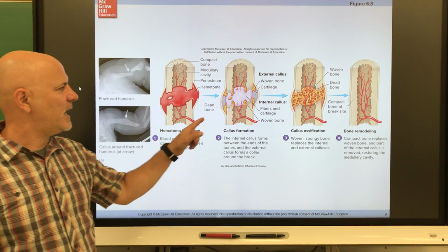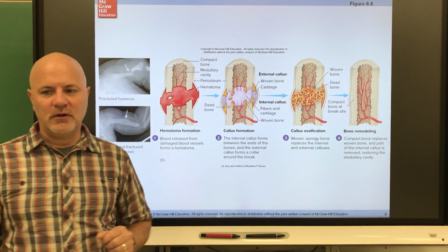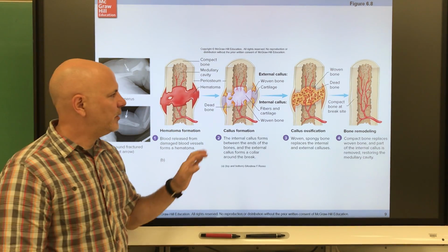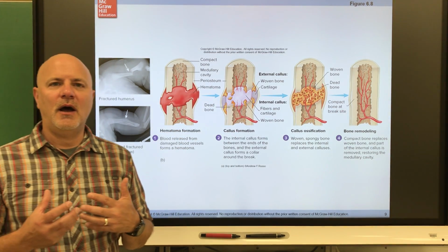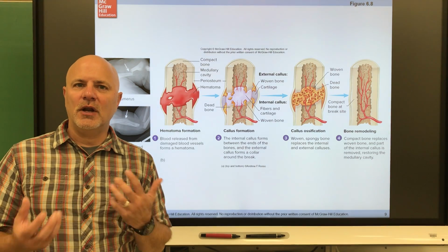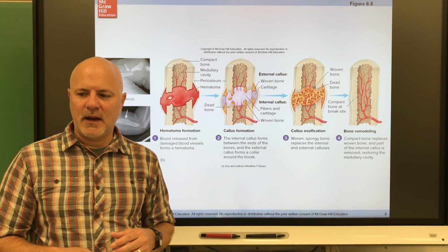Next is fibrocartilage callus formation. So this is a fibrocartilage callus here. So here, blood vessels are going to grow into that area, and with that, they're going to bring phagocytic cells that are going to clean up the debris in that area.